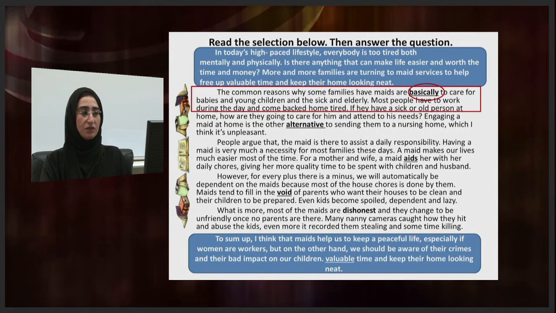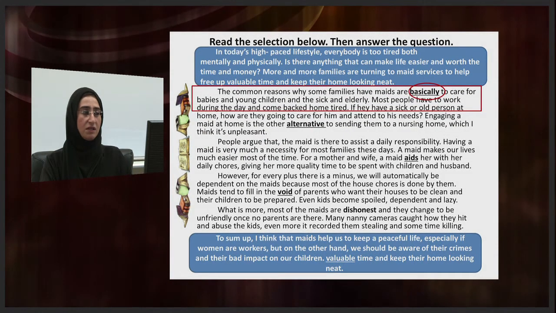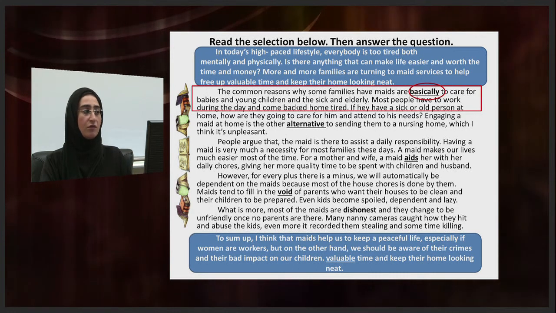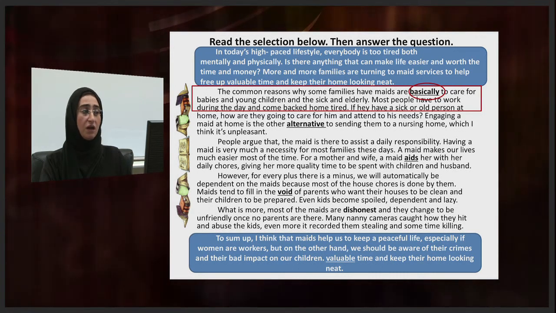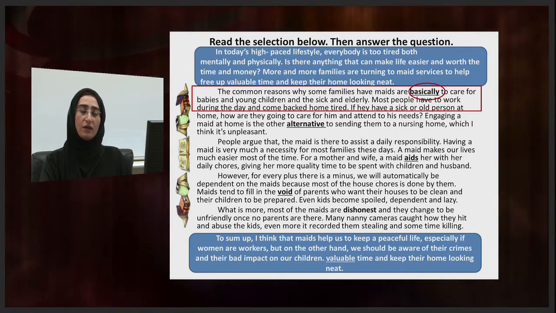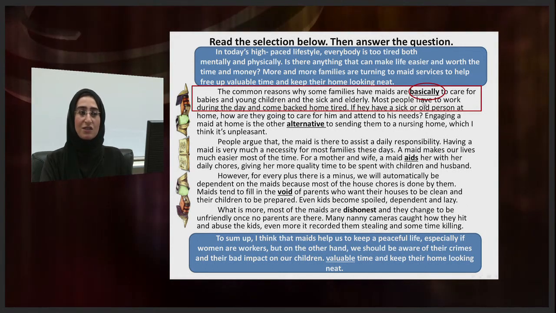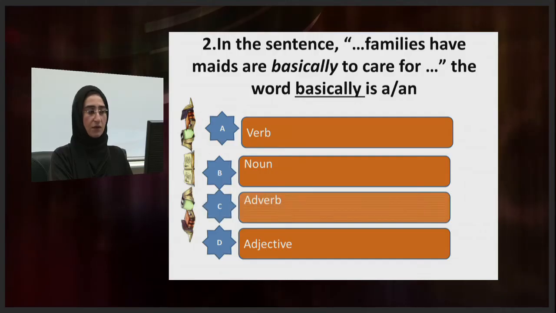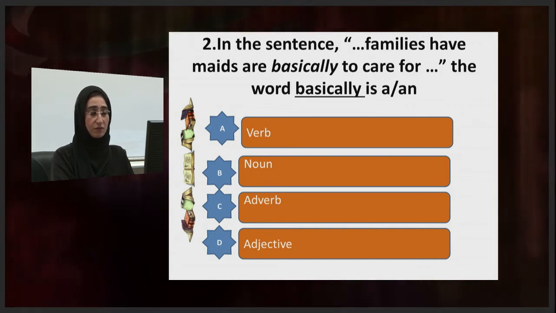Here in paragraph number 2, the word basically. The common reason why some families have maids are basically to care for babies and young children and the sick and elderly. So here, through the context, it shows that this word is describing the verb, which is taking care of someone, and besides that, the clue that I gave you before, the ly. So the right answer here is adverb. As I told you before, I hope that you noticed that.